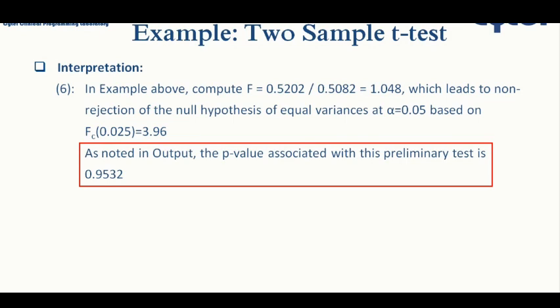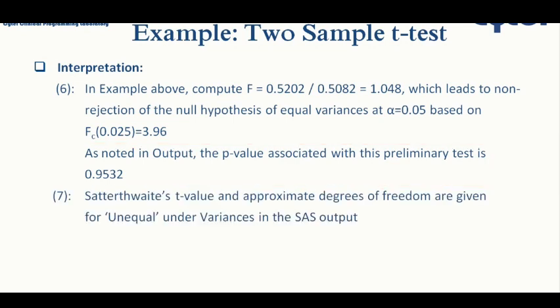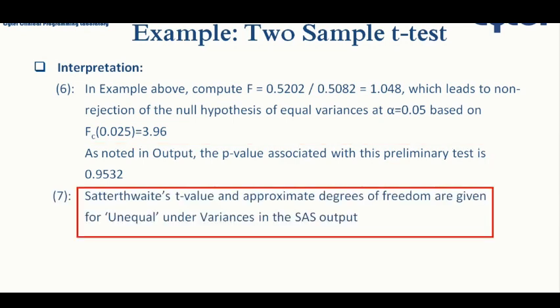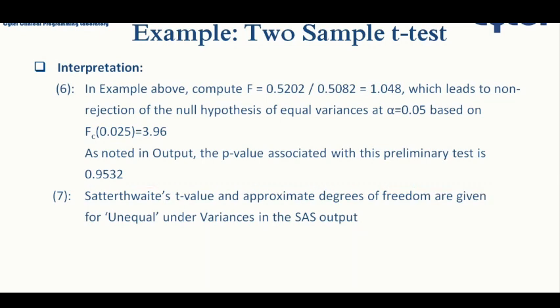So, as noted in the output, the p-value associated with this preliminary test is 0.9532, which is known as Satterthwaite's t-value, and with some degrees of freedom. Degrees of freedom is a parameter for the t distribution. So, in both the cases, it indicated that the drug is behaving no different than the placebo.